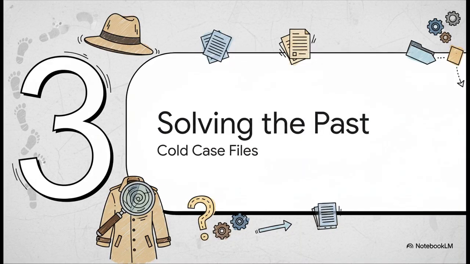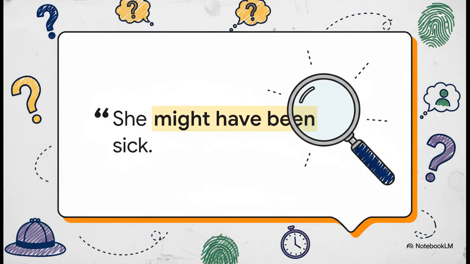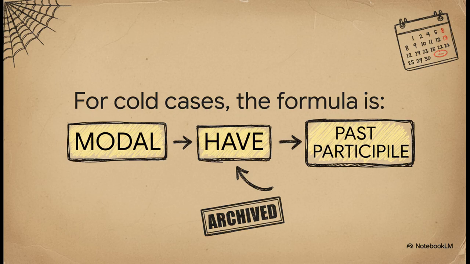But what about when the mystery has already happened, when the trail has gone cold? For that, we need to open up a cold case file. Here's a report from the past. Sarah didn't come to school yesterday. The event is totally over, so our deduction needs a different structure. Listen to this. She might have been sick. Whoa, did you hear that change? We're not just saying might be anymore. And this right here is the secret formula for cracking any cold case. When you're making deductions about the past, you use your modal, then you add the word have, and then you use the past participle of the main verb. So in that last case, it was might have been.